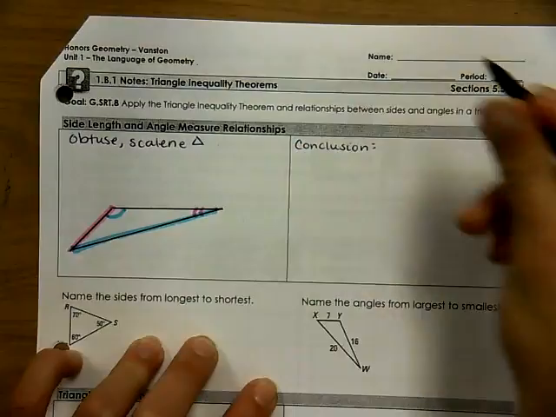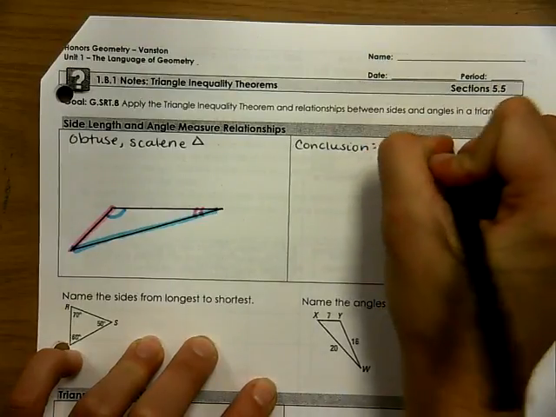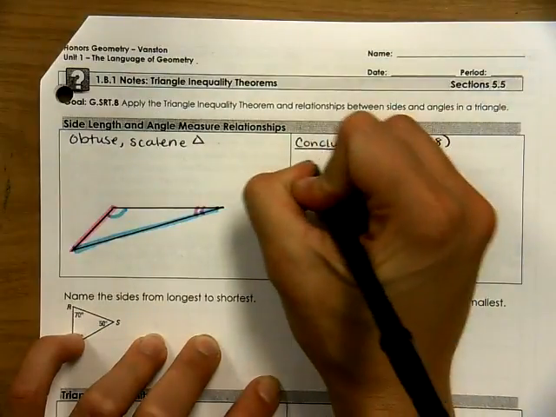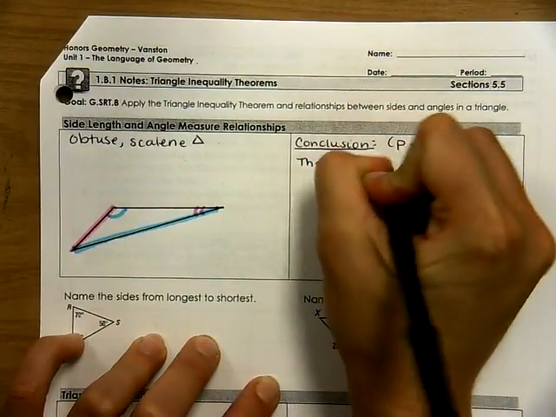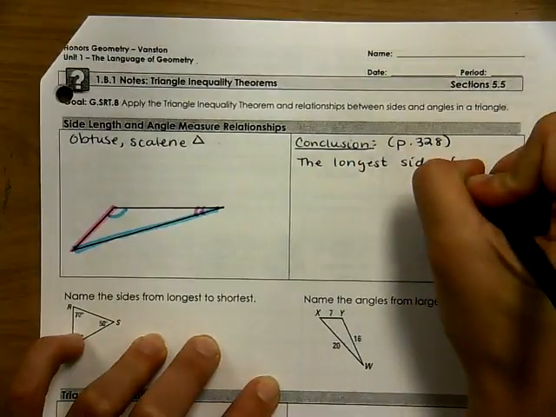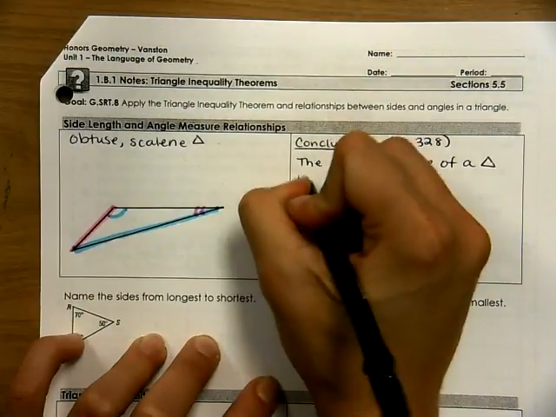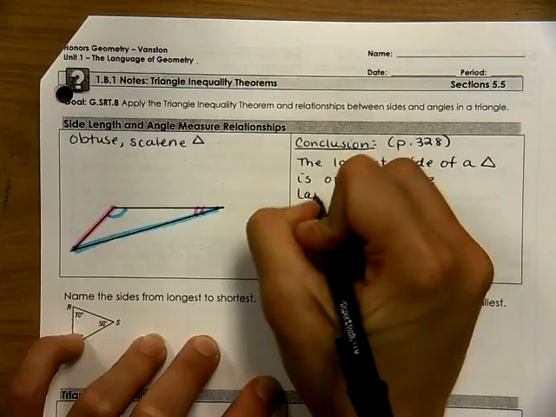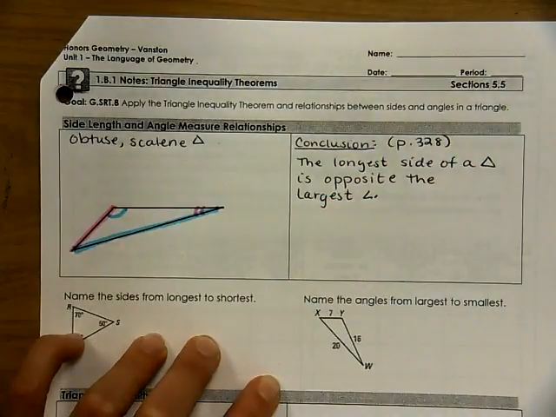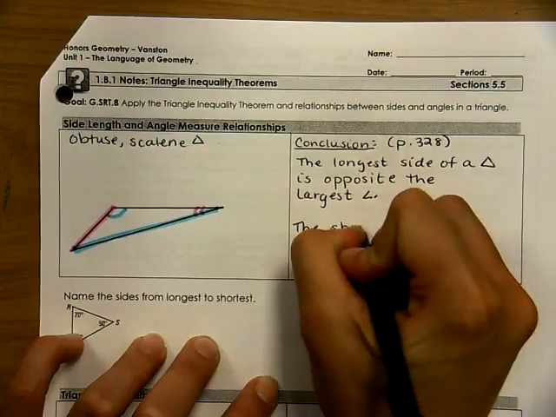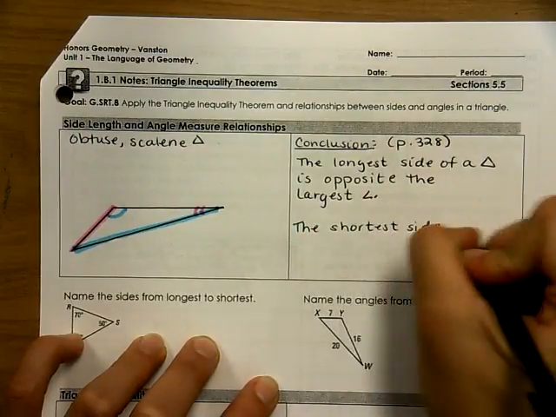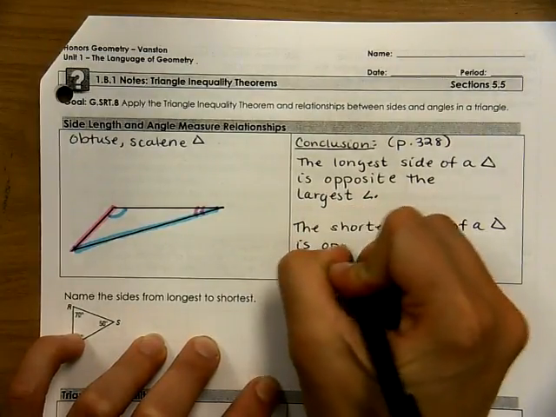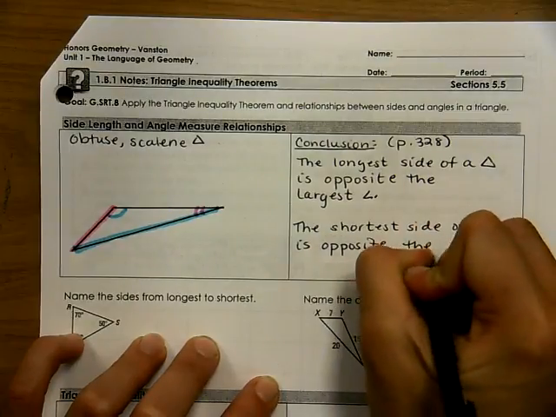If you want to look for the formal write-up of this, you can refer to page 328 in your textbook. But for our use, I think it's good enough for us to say that the longest side of a triangle is opposite or across from the largest angle. And the shortest side of a triangle is opposite or across from the smallest angle.